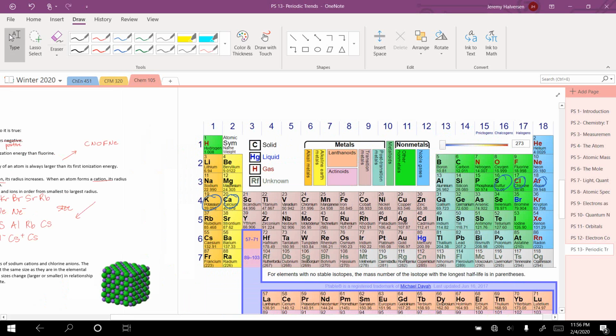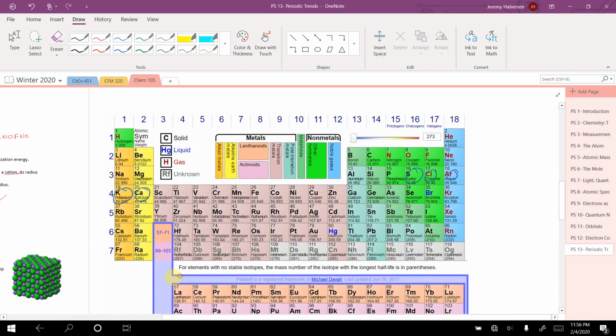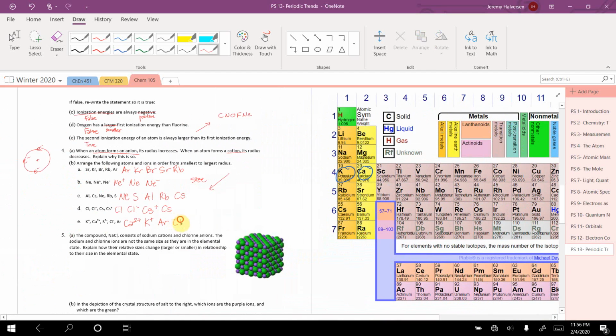So what has the most protons here? The most protons here is calcium. So even though they all have the same number of electrons, calcium has more protons, so calcium 2 plus is going to be the smallest, followed by K plus, argon, chlorine minus, and then sulfur 2 minus, purely because of the difference in the number of electrons on those ions.